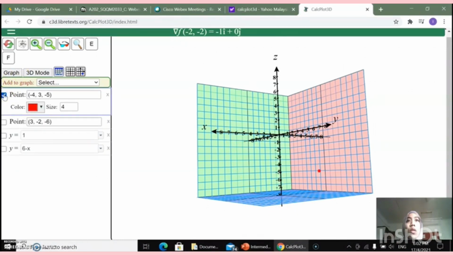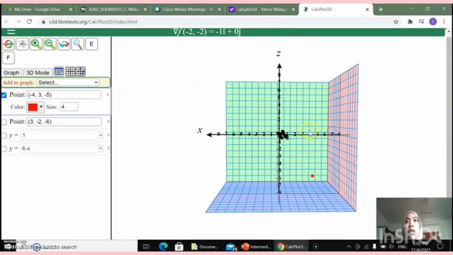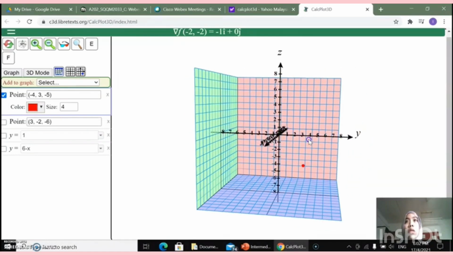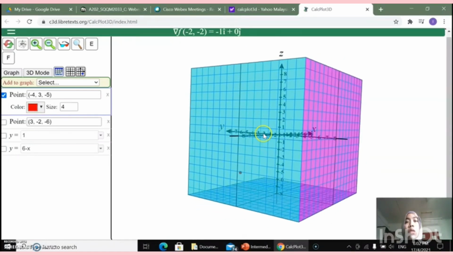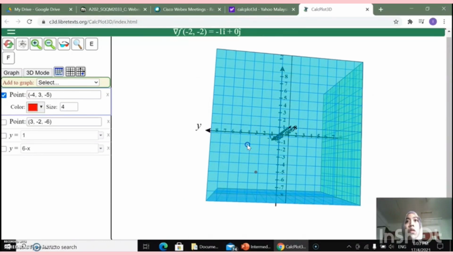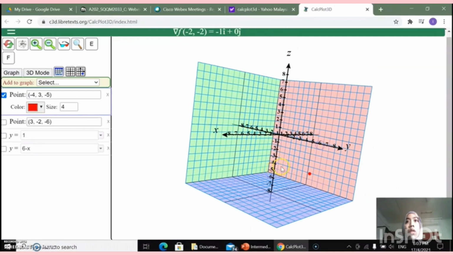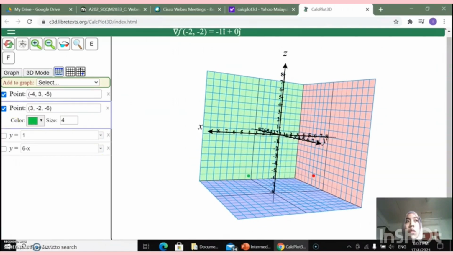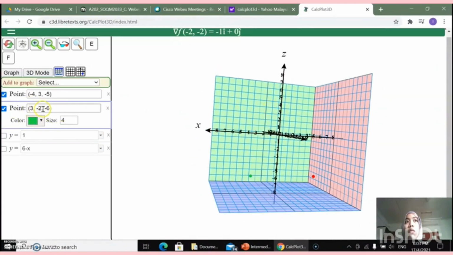What we see, this is for the point: x is -4, y is 3, and we will see here it's already 3, and then z is -5. The same goes with point 2: x is 3, y is -2, and z is -6. Just as simple as that.